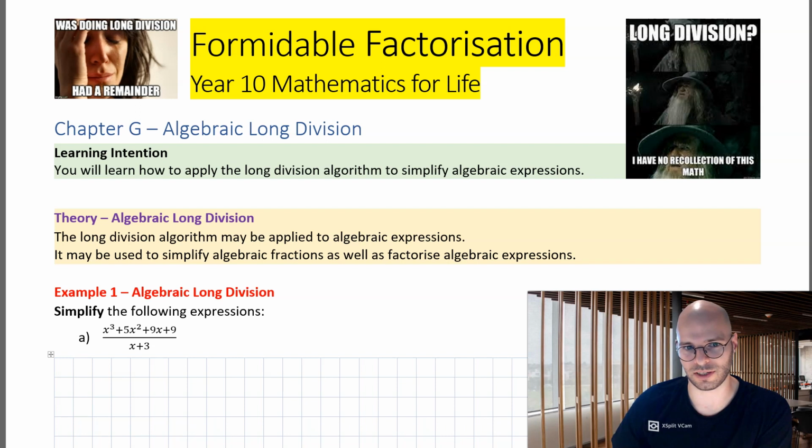Welcome back to this video series on the topic of factorization, Chapter G, Algebraic Long Division. In this lesson, you'll learn how to apply the long division algorithm to simplify algebraic expressions.